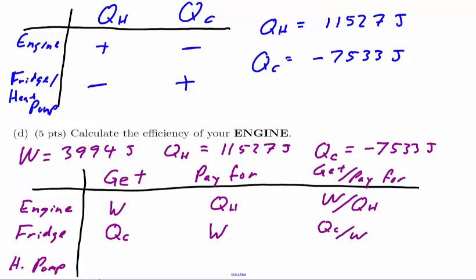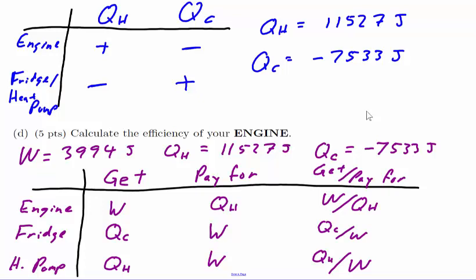Finally, we ran a heat pump in order to heat the living room, so we deposited heat into the hot place. Q hot is what we got. We paid for it by using electricity from the wall in the form of work, and so the coefficient of performance is what we got, Q hot, divided by what we paid for, which is the work.